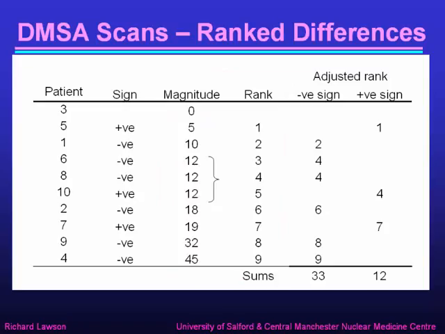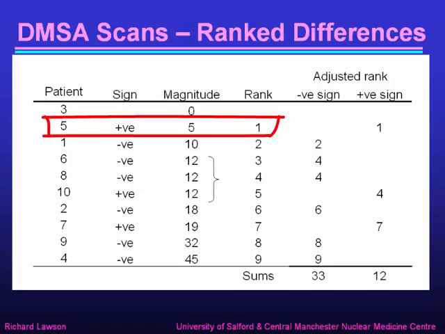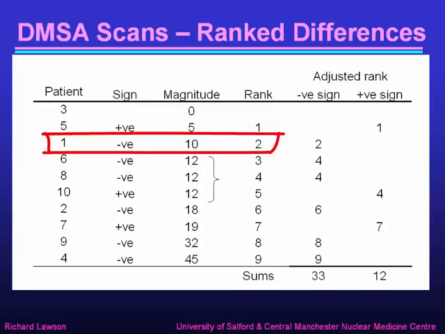The rank of 1 applies to patient 5 who had a positive sign, so I put that rank in the positive sign column. The rank of 2 applied to patient 1 who had a negative sign, so I put their rank in the negative column.